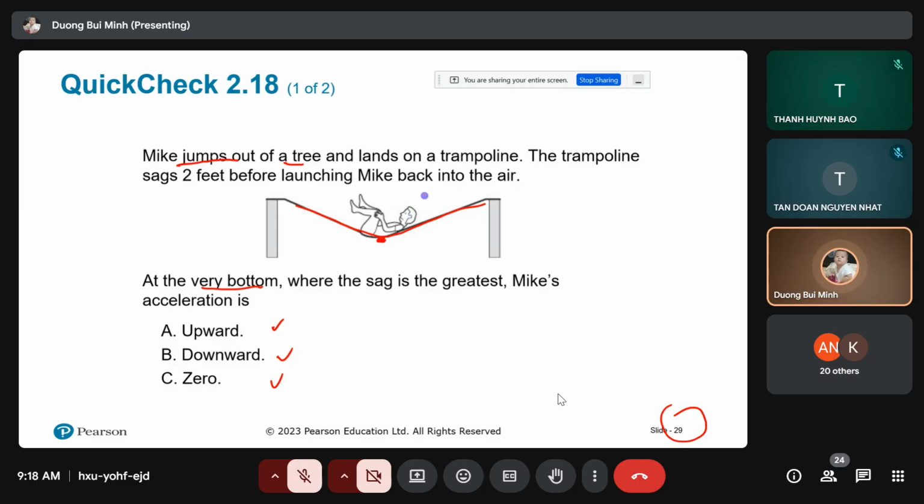Because after some time, his moving will be stopped. So to let him stop, the acceleration must be going up. Yeah, so the answer is upward.